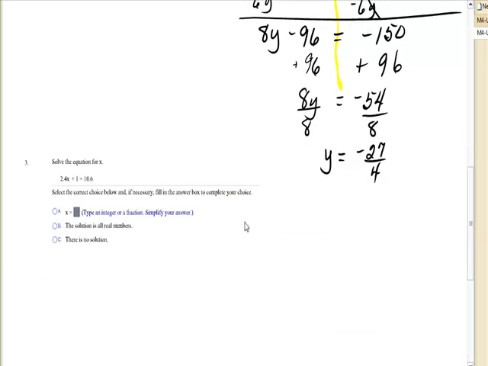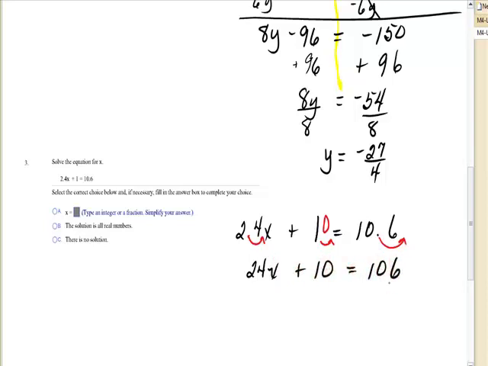All right, the last one, I have 2.4x plus 1 is equal to 10.6. I have tenths, I don't have a decimal, and I have tenths. The common denominator is 10, so I'm going to move this decimal one place, that was multiplying by 10, move the implied decimal one place, adding a 0, and move that decimal one place. You have to move them all the same number of places. So I have 24x plus 10 is equal to 106.